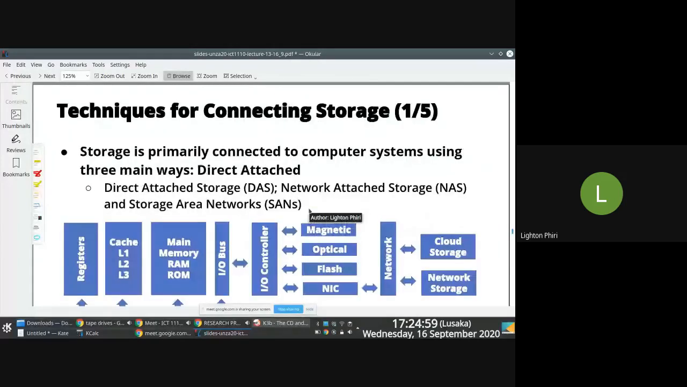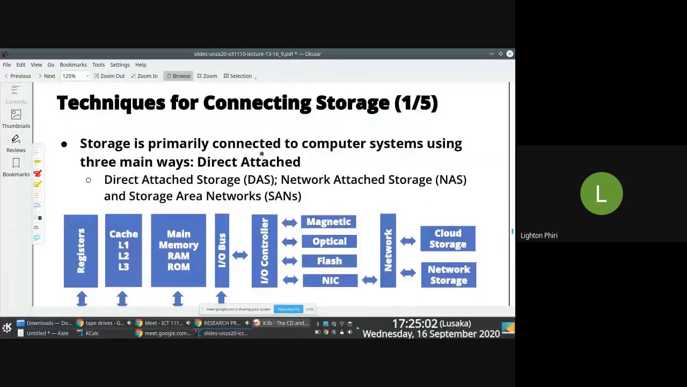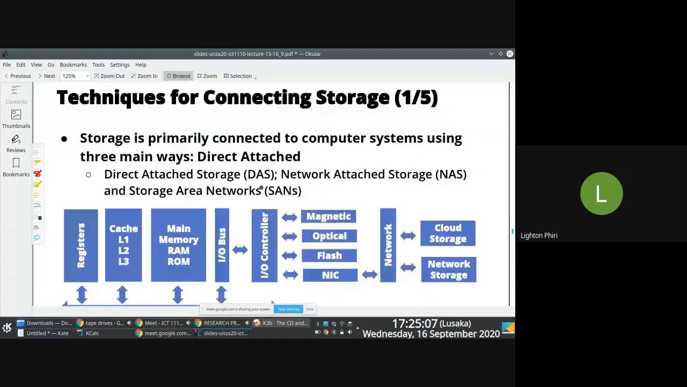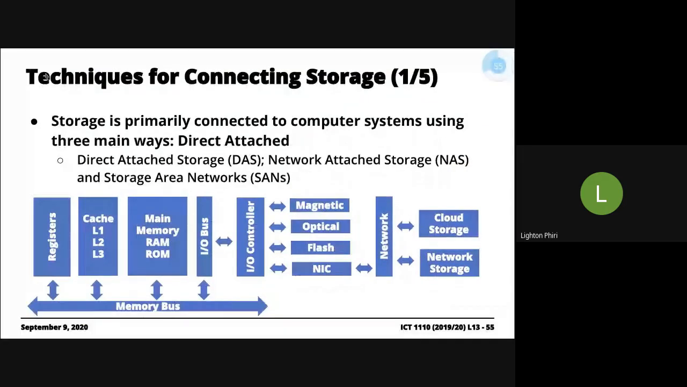And then in terms of the way that you typically connect storage to your computer system, there are different ways of doing this. Two main ways, actually. You have what's called direct attached storage and network attached storage. And the names are pretty much self-explanatory.